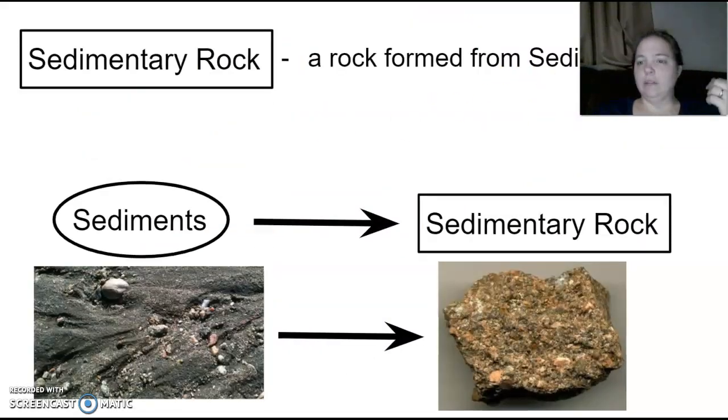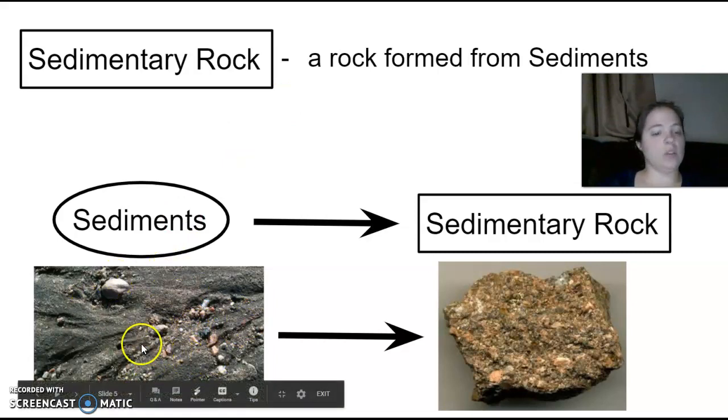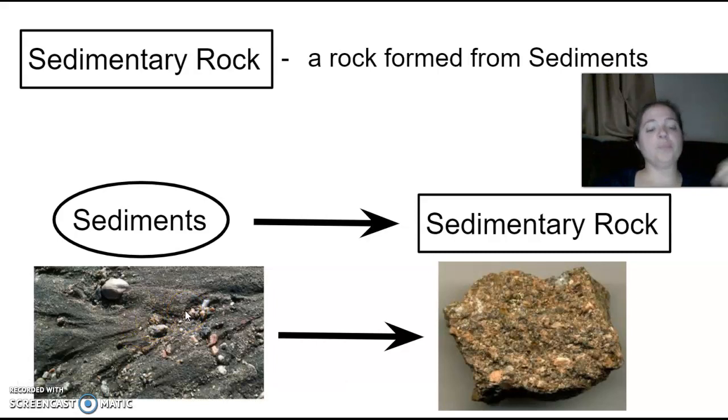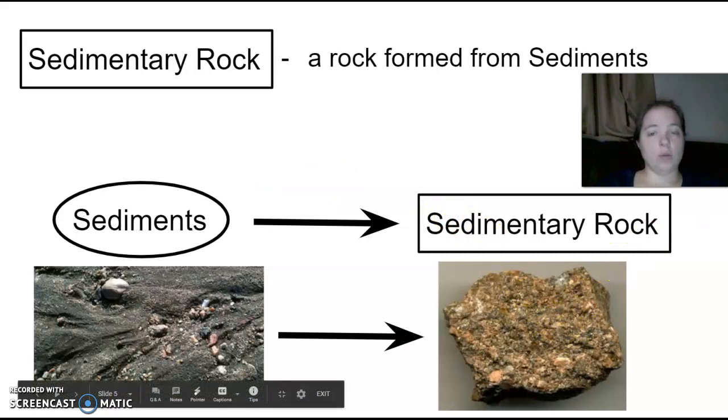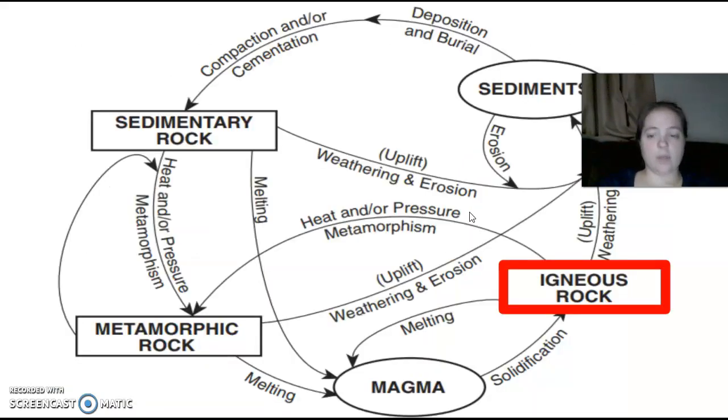Okay, so the first one we're going to look at is sedimentary rocks. A sedimentary rock is rocks formed from sediments. So what is a sediment? You see here it's like sand. There's a bunch of little tiny rocks broken up and everything. And then they form sedimentary rocks. How do they do that? Well, you saw before. We'll get into that in a little bit. So sedimentary rocks form from sediments.